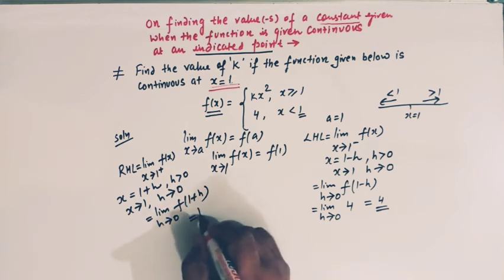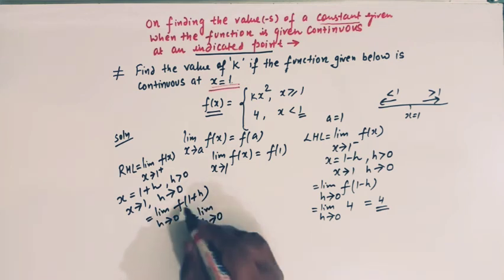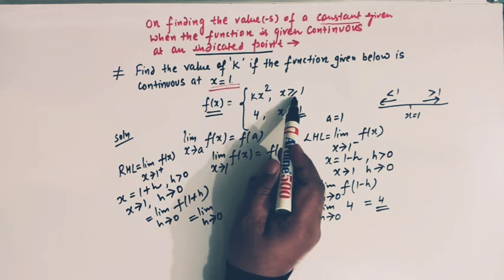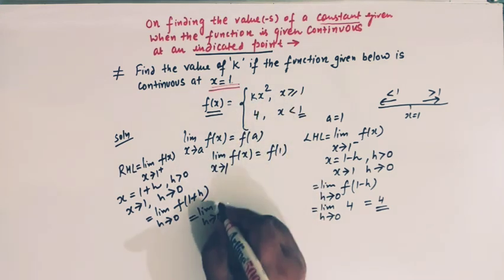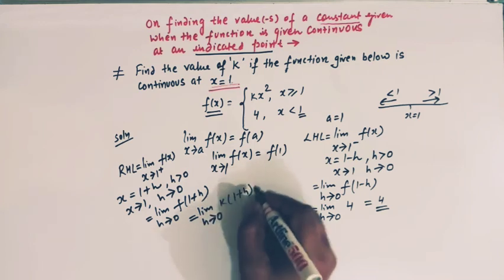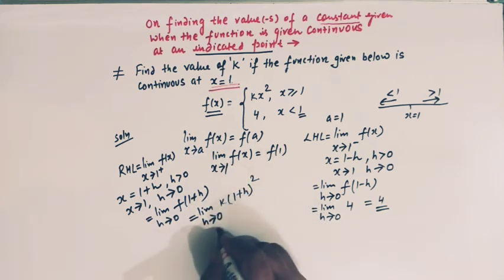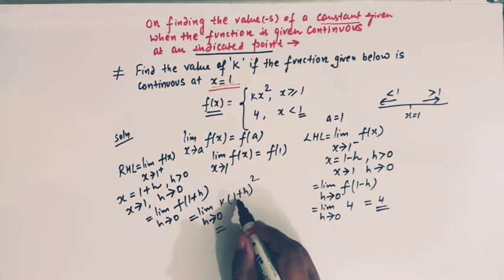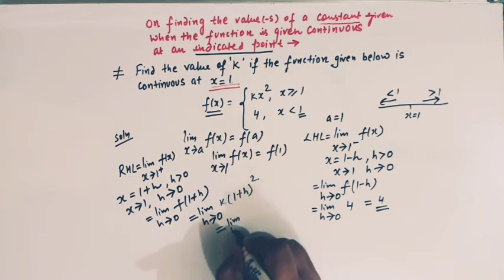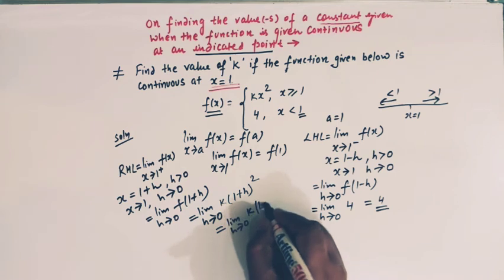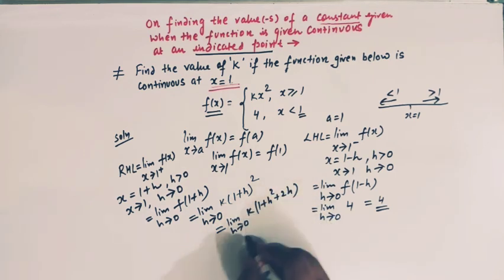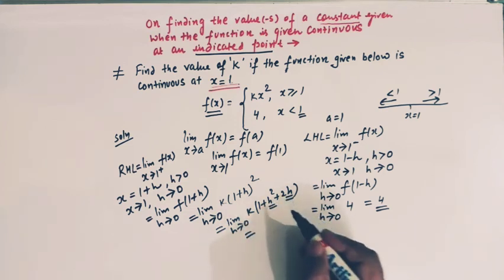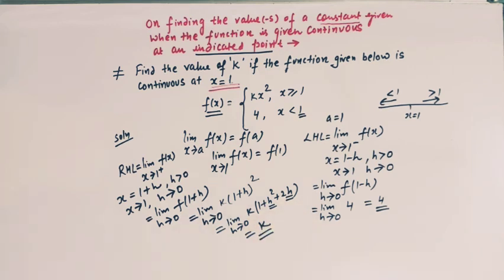So now this is limit h tends to 0, and f of 1 plus h will be determined from this function, because here x is greater than or equal to 1. So we have k times (1 plus h) whole square, right? Now limit h tends to 0, k times (1 plus h) square is given by limit h tends to 0, k times (1 plus h square plus 2h), and if we substitute h equal to 0 here, this term and this term become 0, so we are left with only k, right?